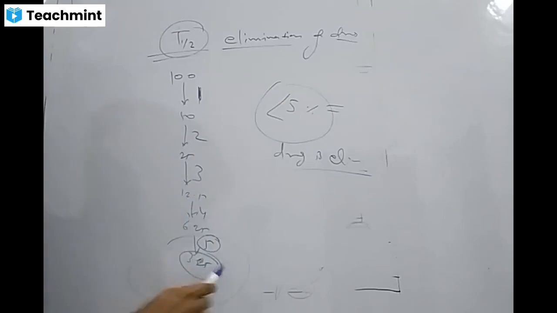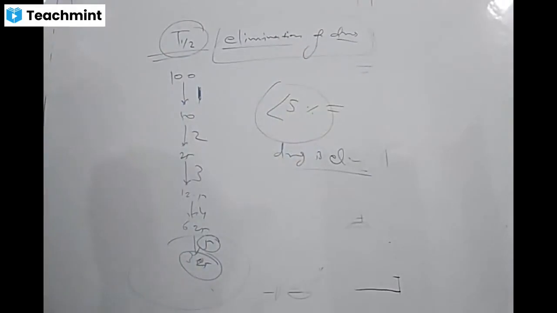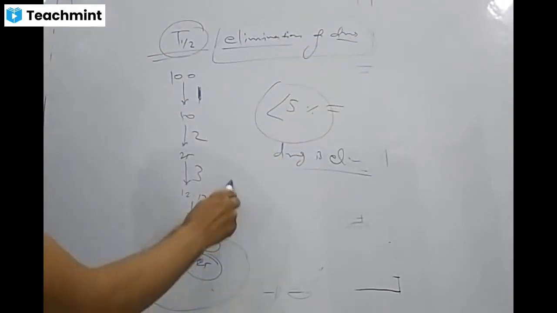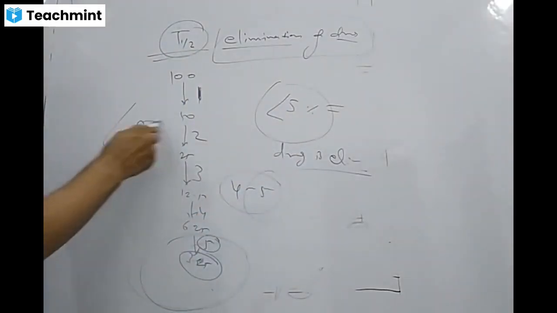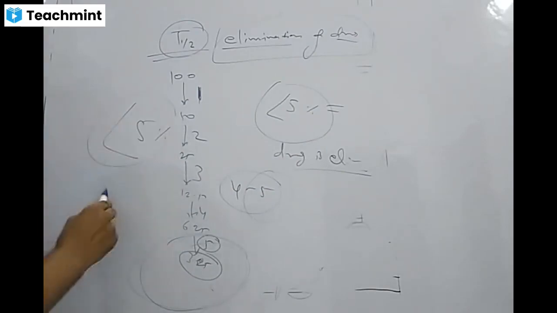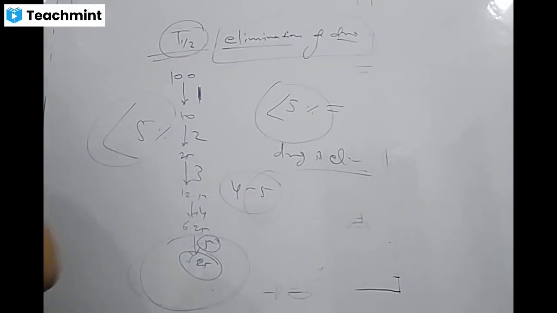So this was the MCQ in your ICAR exam: to eliminate a drug from our body, how many half-lives are required? 4 to 5. And the exact answer is 5 half-lives, because when the concentration falls below 5%, we call the drug removed from our body.